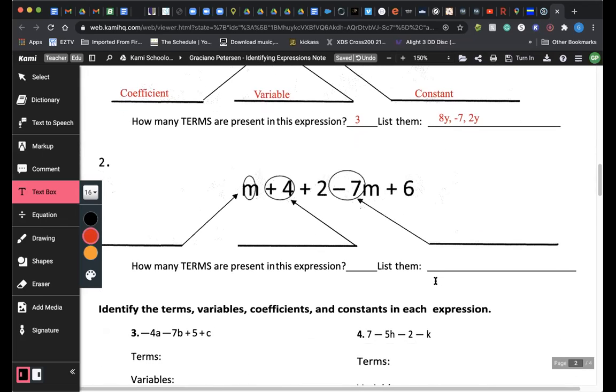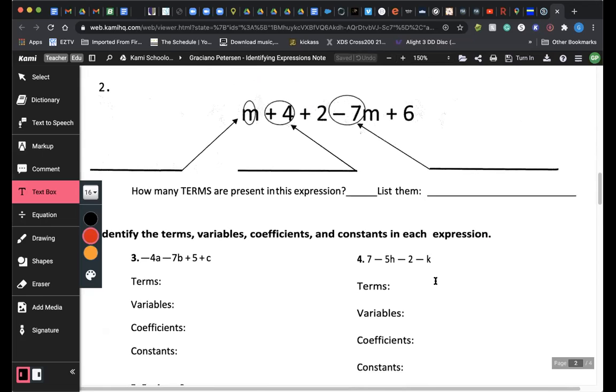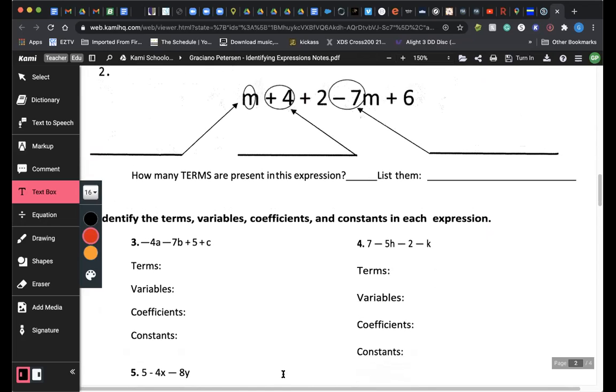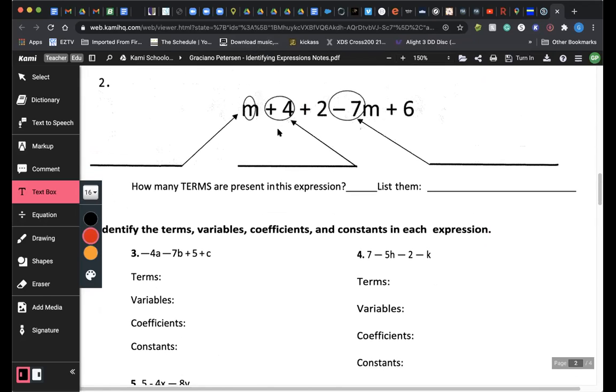All right, we're going to do that again. Same exercise, but with number 2. We're going to identify the coefficient, the variable, and the constant. You just tell me which one is what. The coefficient. Is it 7? It's -7, right? But yes, this is my coefficient.